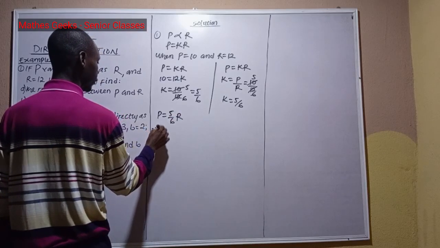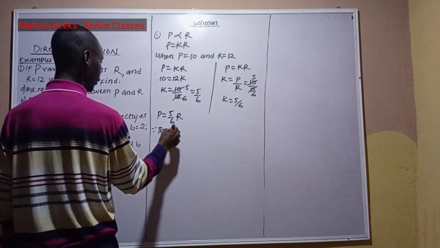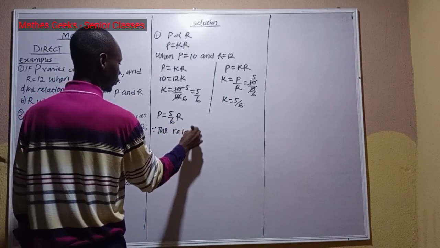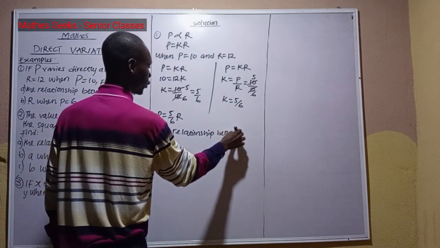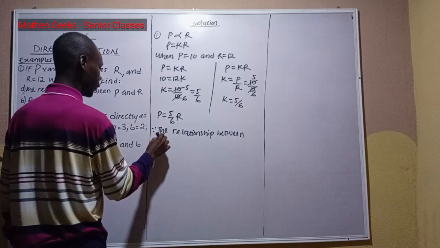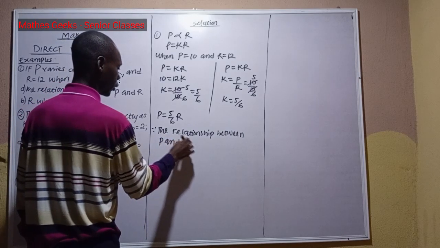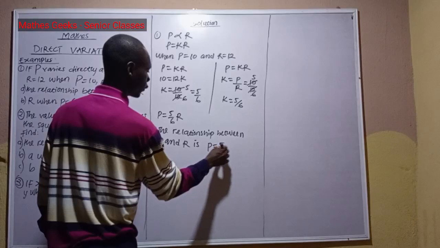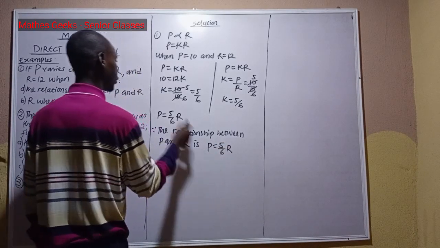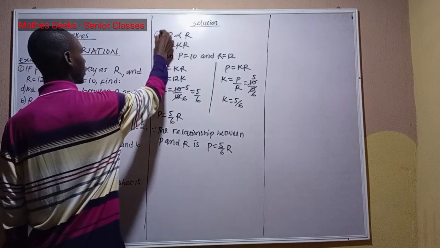So therefore, the relationship between P and R is P is equal to 5 over 6 R. That's the relationship. So this is part A.